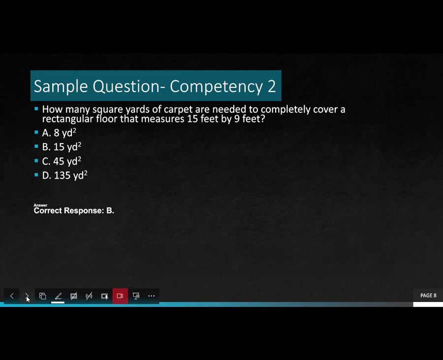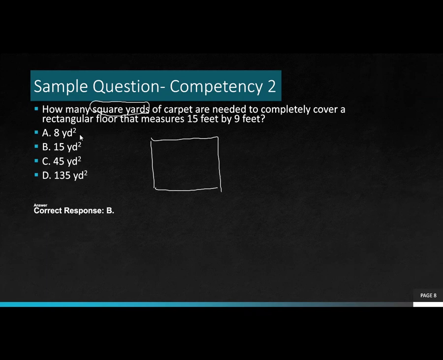All right, competency 2. One of the great problems that they give us is something that we might be able to use in our own homes as we move forwards. They're going to put square yards of carpet on a rectangular floor. Now, I noticed they're talking square yards. All the answers are in square yards. But look at how they give us the measurements for our rectangle. They're saying 15 feet and 9 feet.